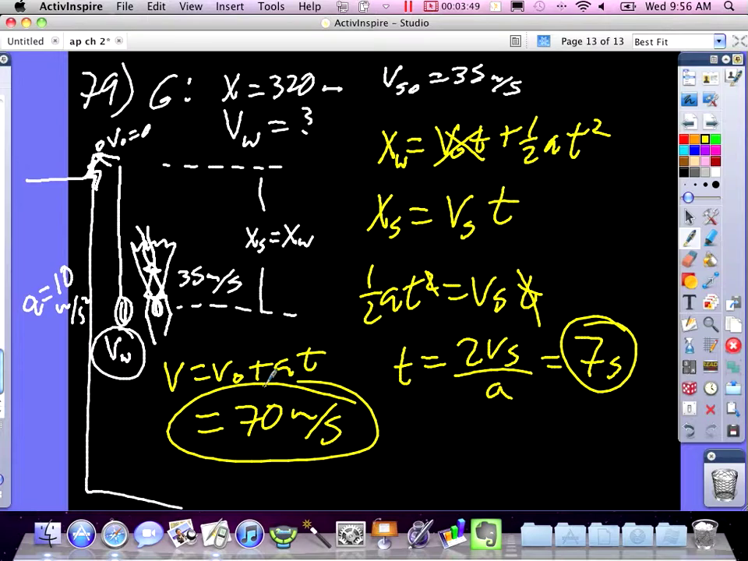So if you use down as negative, that's fine. Just make sure that your frame of reference is constant. Because if you get negative 70 here, and I see that you did not use a negative for the velocity, I'll probably dock you a point, just because you're trying to use it both ways.